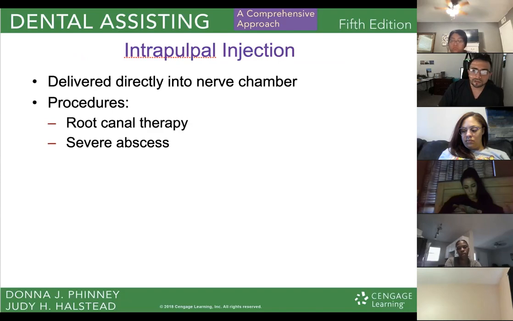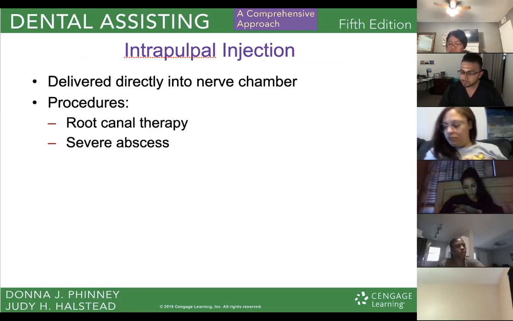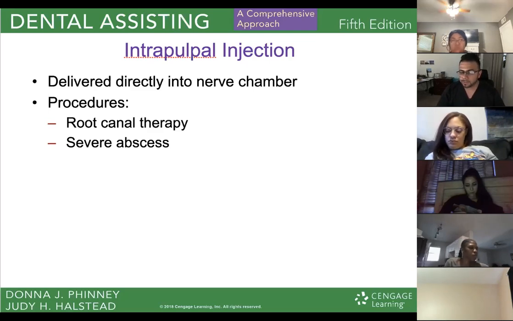An intrapulpal injection is delivered directly into the nerve chamber. So this can be used when there is a difficulty in securing numbness in the patient, like by traditional methods. So let's say a patient goes in for root canal and already has an abscess tooth. So we drill down the tooth, we access the nerve chamber already, right? We're about ready to do root canal and they're still feeling pain.